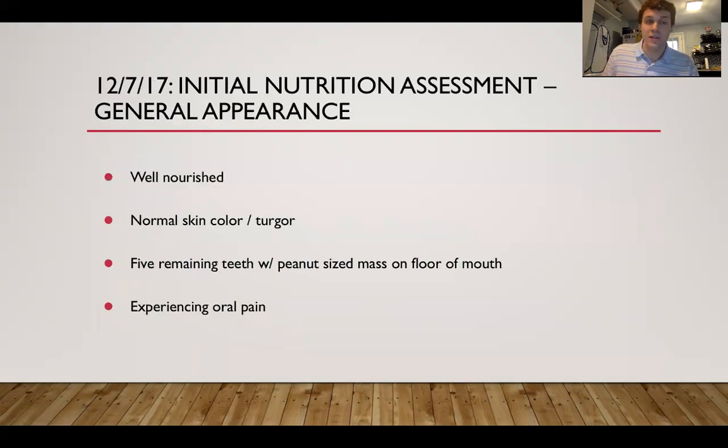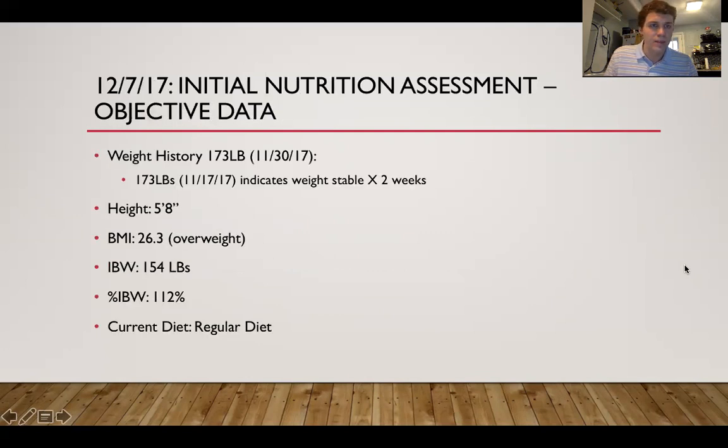His general appearance: he appeared well nourished. He had normal skin color and skin turgor, so he appeared to be hydrated from that test. He had 5 teeth remaining, and when he opened his mouth, he had a peanut-sized mass on the floor of his mouth, about the size of your thumb, and he was experiencing oral pain. That mass inside of his mouth was a black necrotic mass with a noticeable ridge. It was about the size of a peanut with the shell on it.